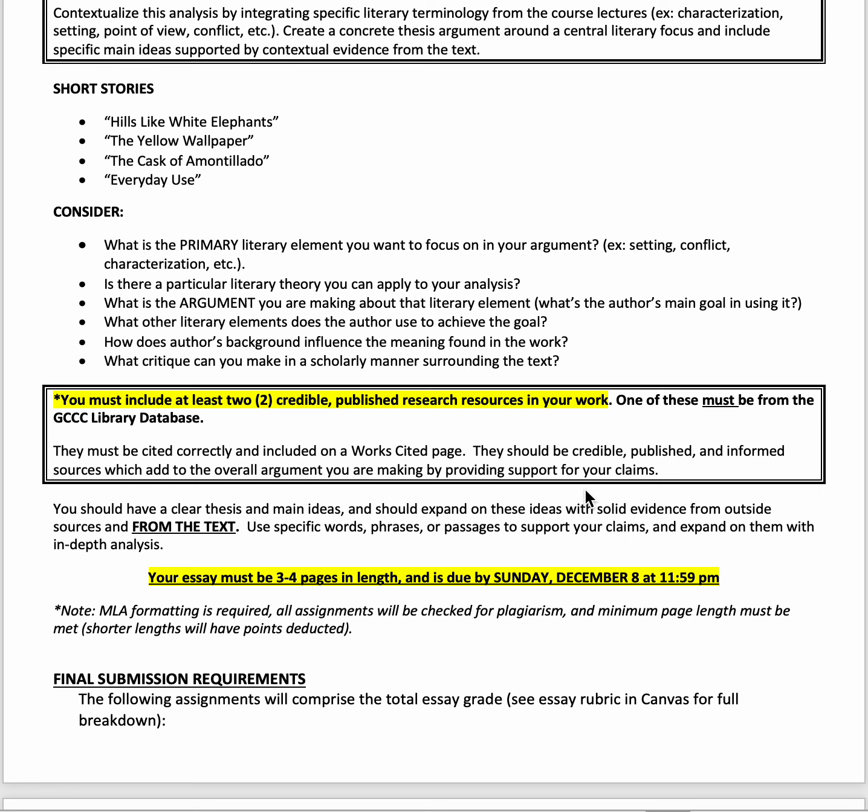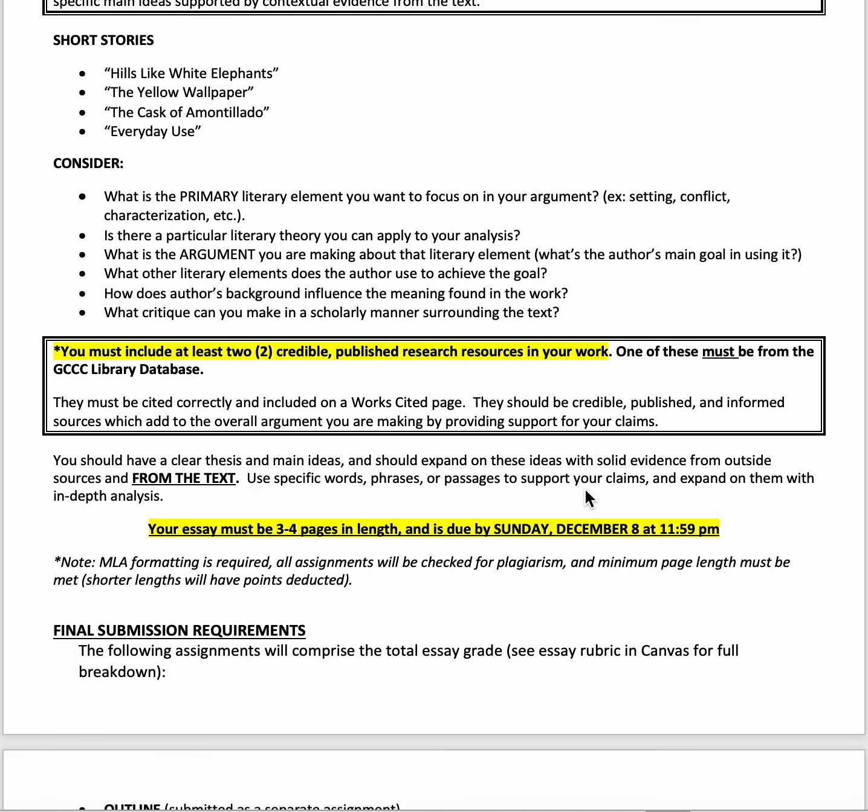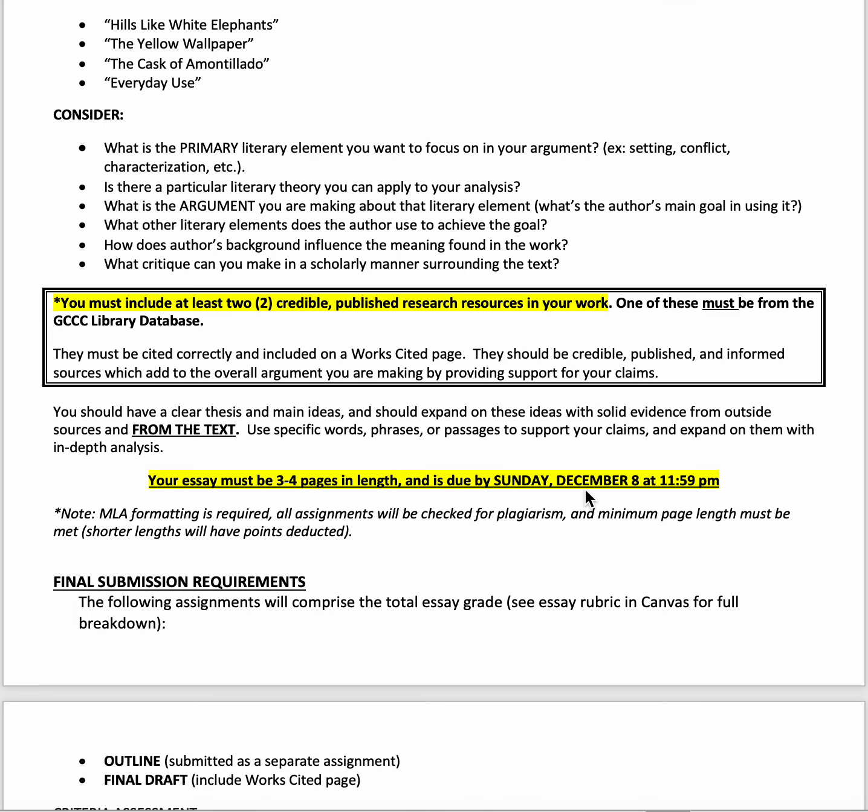And think about what critiques you can make about the text in a scholarly manner. So critique, again, does not mean necessarily negative, but what are the things that you can say about this with a scholarly lens? So you do need to include at least 2 credible published sources in your work. One has to be from the library database. The other can be of your choosing. You're more than welcome to include more. They have to be cited correctly. Make sure you have a works cited page as well that should have at least 3 entries on it. It should have the text that you're analyzing and at least 2 sources.